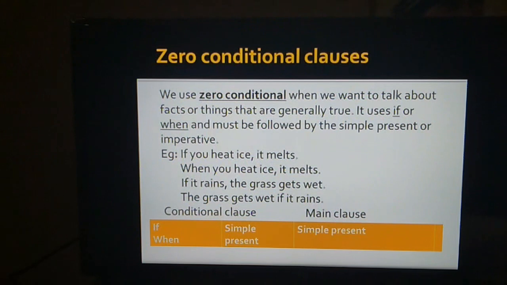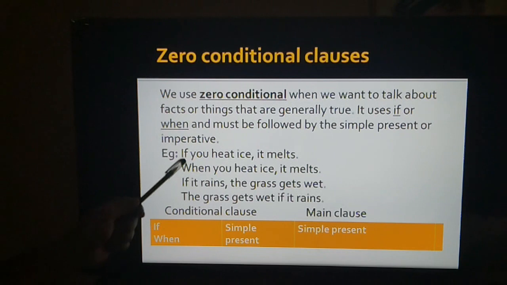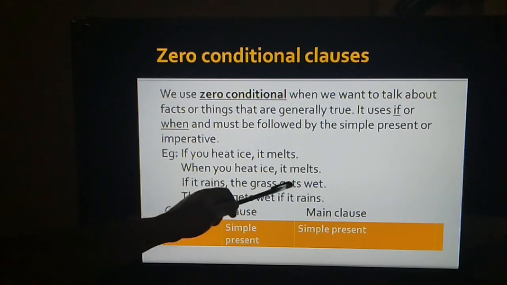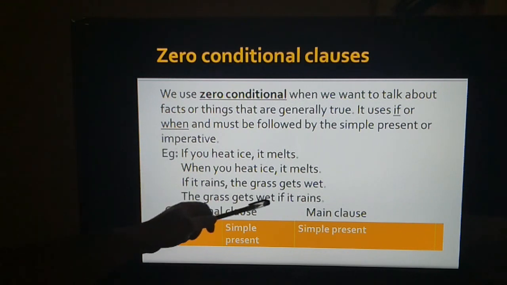In present day grammar we find this zero conditional along with other clauses which you may not find in your own textbook. But in the zero conditional we have two clauses, and in both the clauses we use the simple present form. And if it rains, the grass gets wet. The same. And the last one, the grass gets wet if it rains.